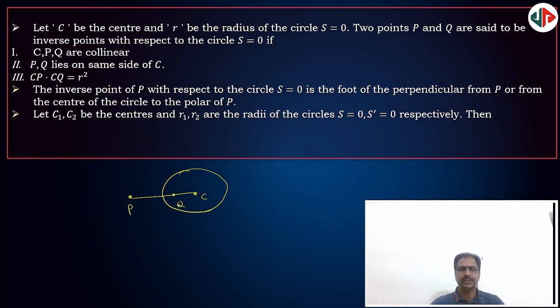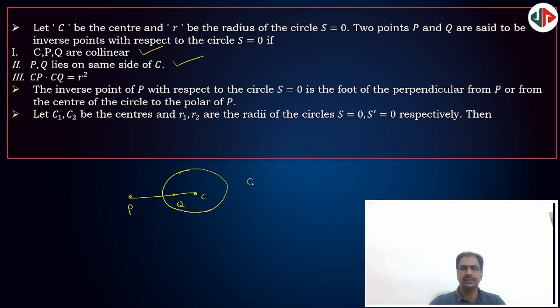Two points P and Q are said to be inverse points with respect to a circle if three conditions are satisfied. The first condition is C, P, Q are collinear, that is, all the three should lie on the same line. The second condition is P and Q should lie on the same side of the center. Look at this diagram. P and Q should lie on the same side of the center. That is, Q cannot be outside this line. Both P and Q should lie on the same side.